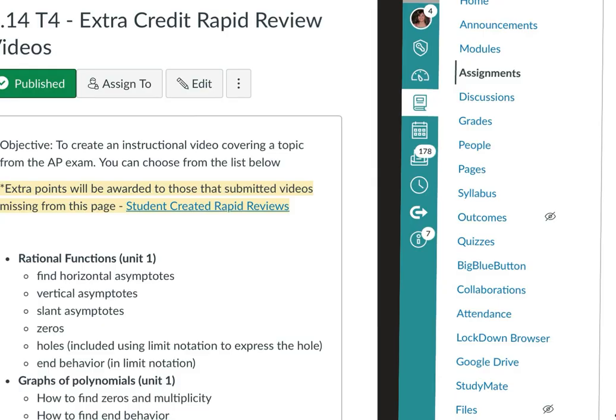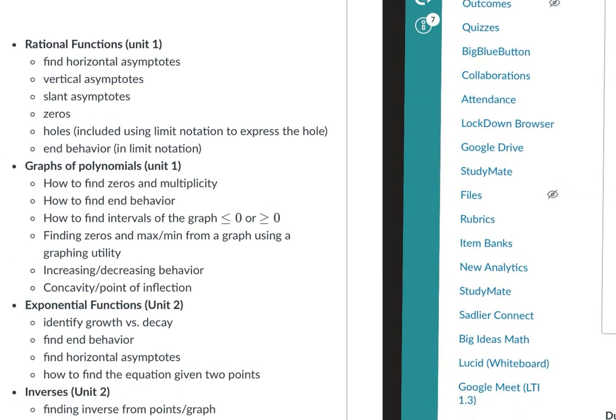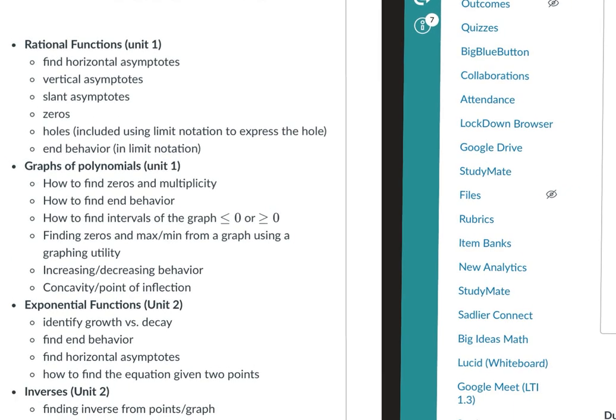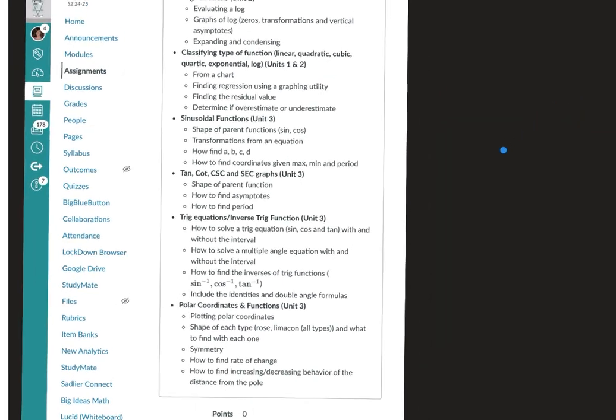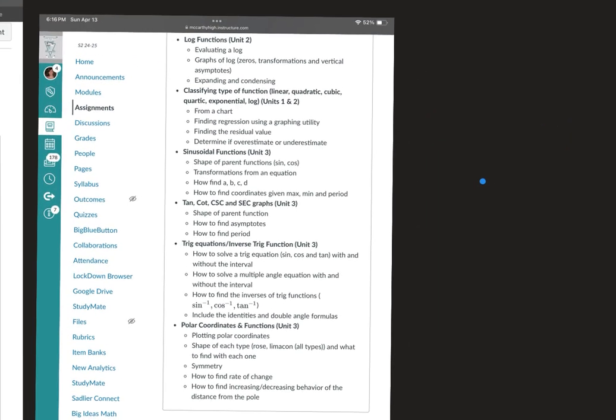So from the list, and it's all of it, what can you cover? A rapid video on rational functions. If you're doing that, it should include the things that are listed there. Graphs of polynomials should include the lists that are there. Exponential functions, and it gives you the unit, okay? Identify growth versus decay, end behavior, that kind of thing. Inverses, log functions, and then it continues on through classifying the linear quadratic using like first difference, second difference, that kind of thing.